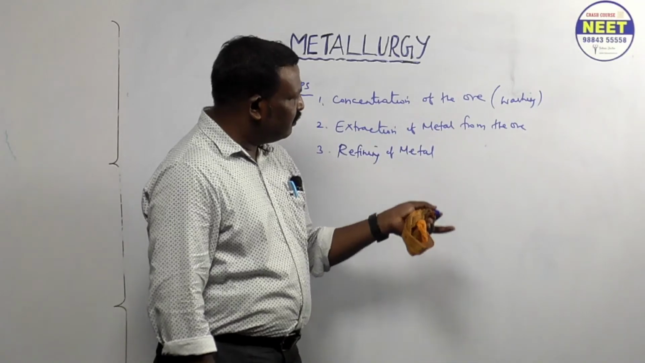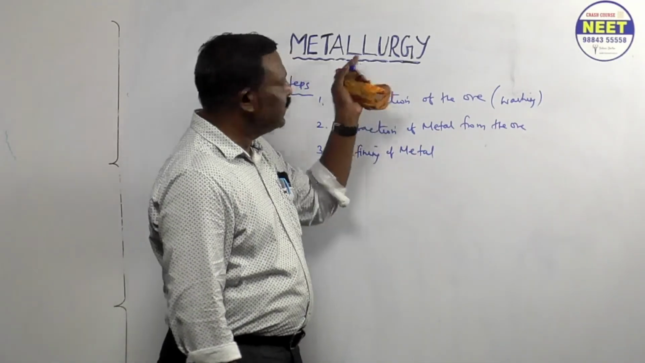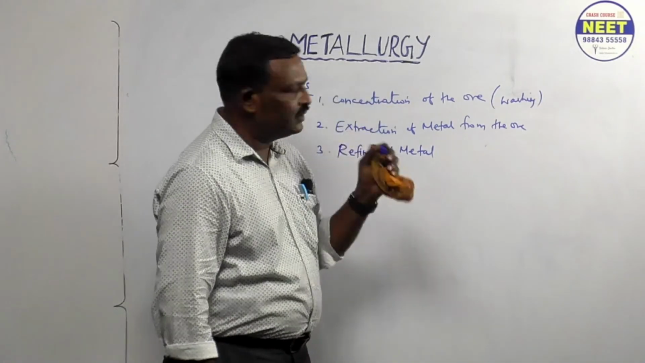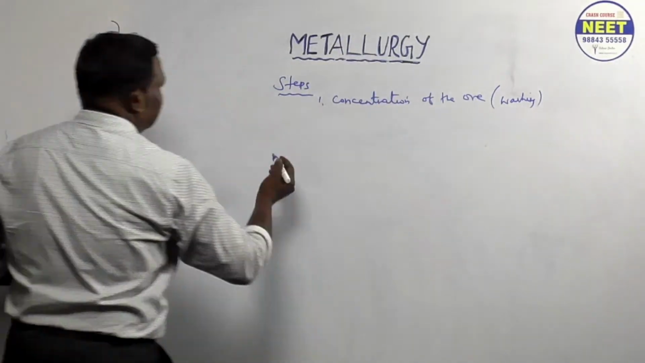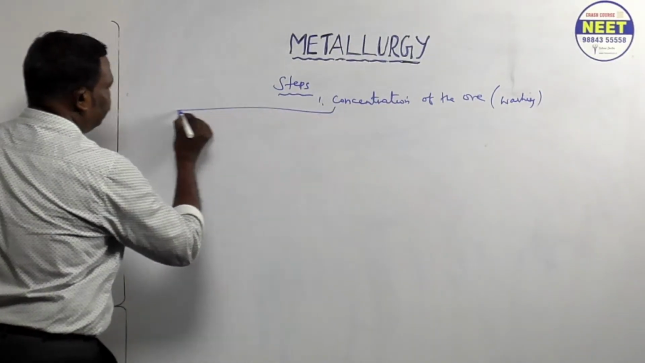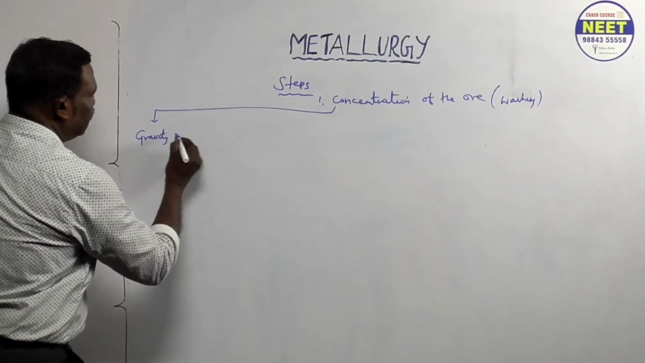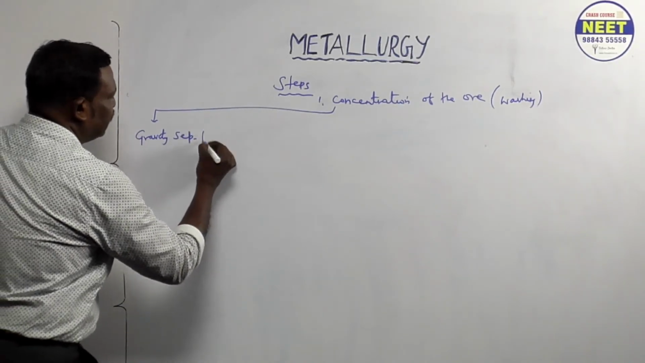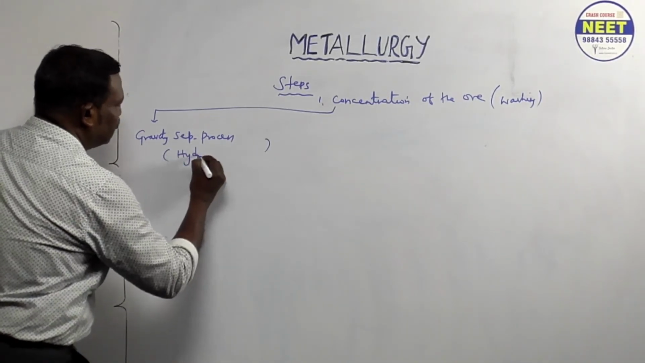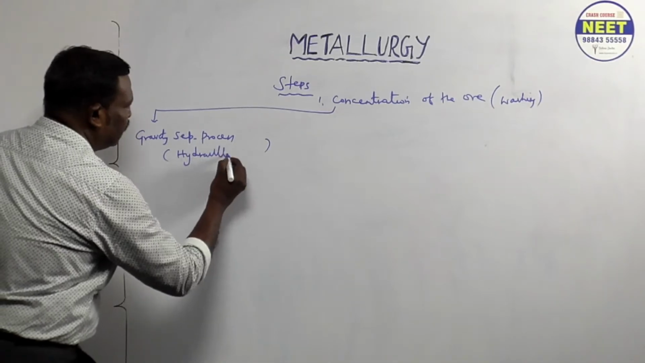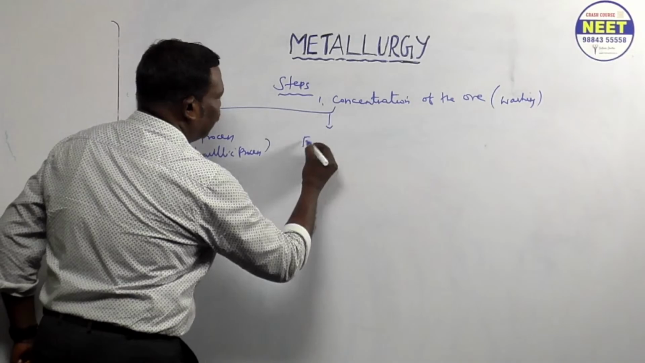Understood? First of all, we are going to do the concentration of the ore. Under concentration of ore, we have 4 types. One is gravity separation process, otherwise called the hydraulic process. Another one is the froth flotation process.